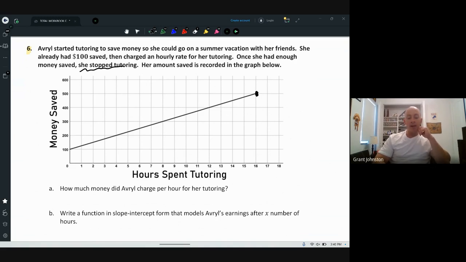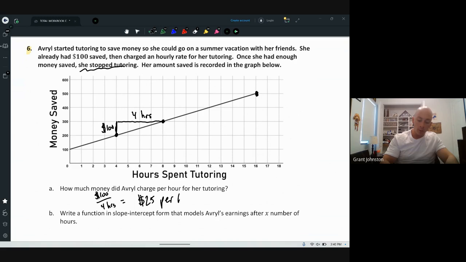So it says, how much money did Abrielle charge per hour for her tutoring? That's referring to the slope. So if I kind of pick a couple points here, maybe here and here, some nice points, it looks like this increase here from 200 to 300, this is $100 for, how long is that? From 4 to 8 hours, for 4 hours. So $100 for 4 hours, if you divide those, 100 divided by 4, that means she was charging $25 per hour.